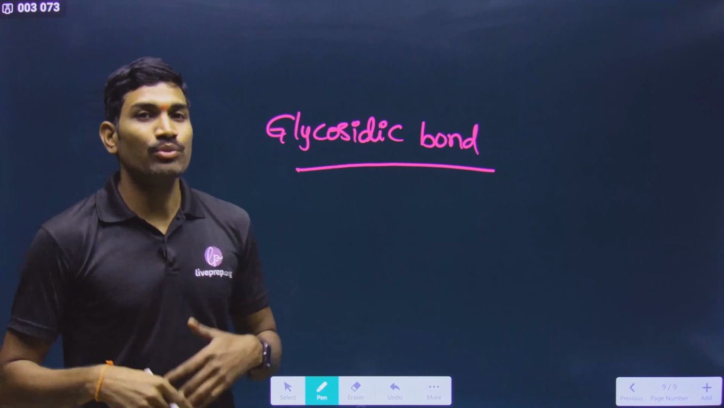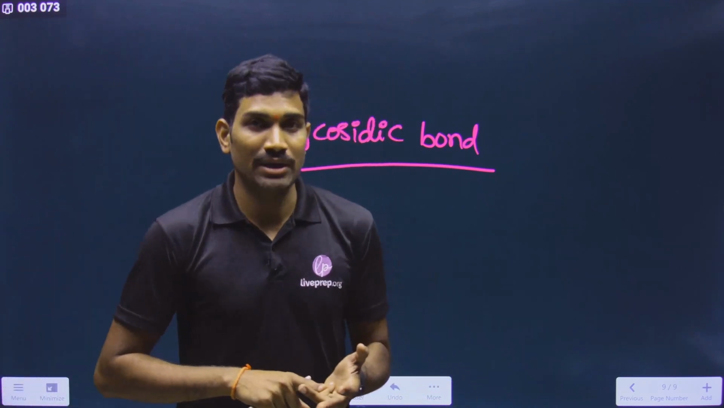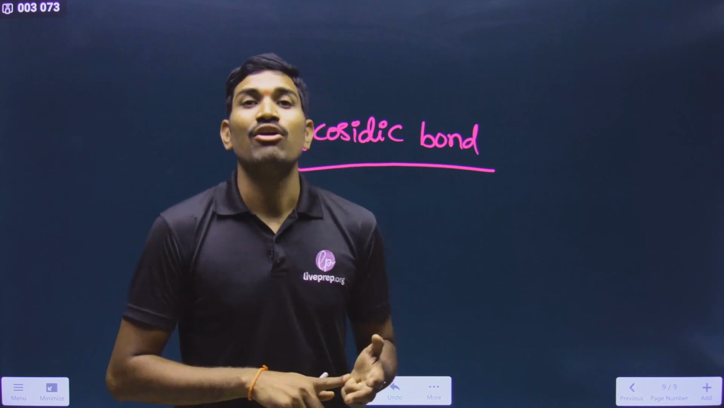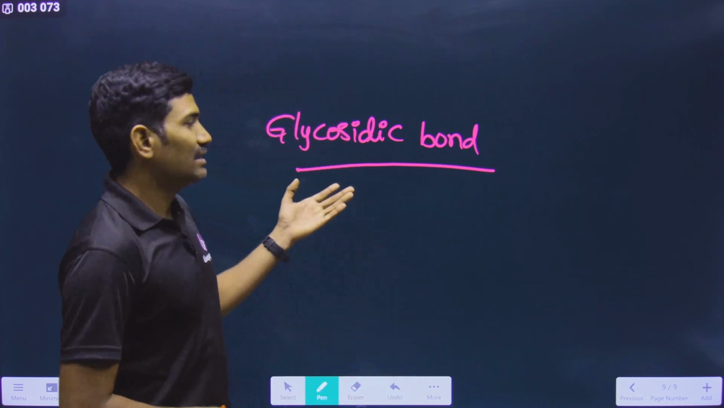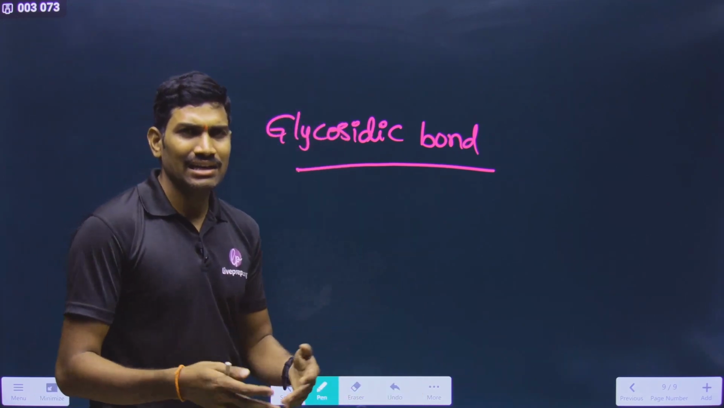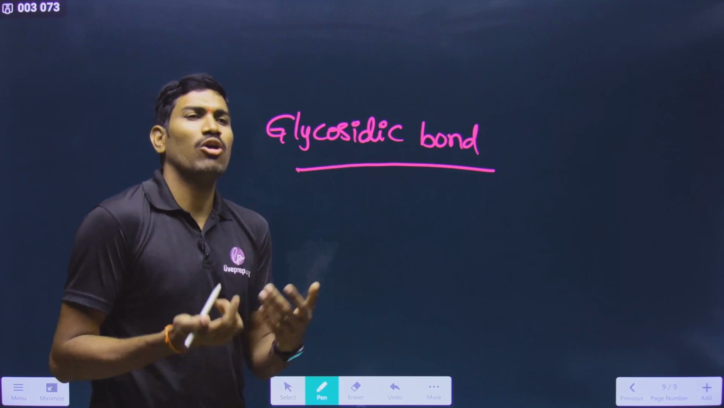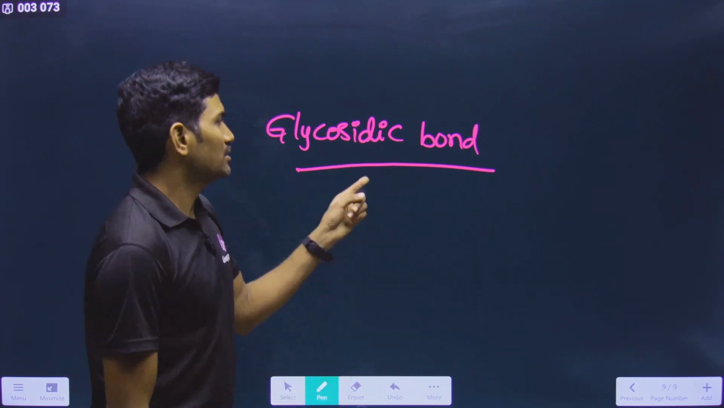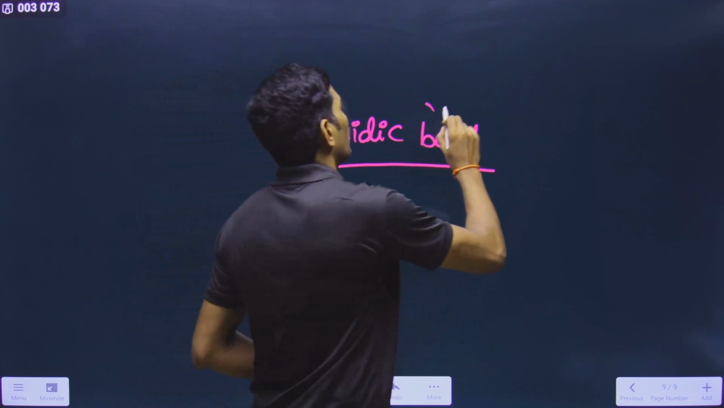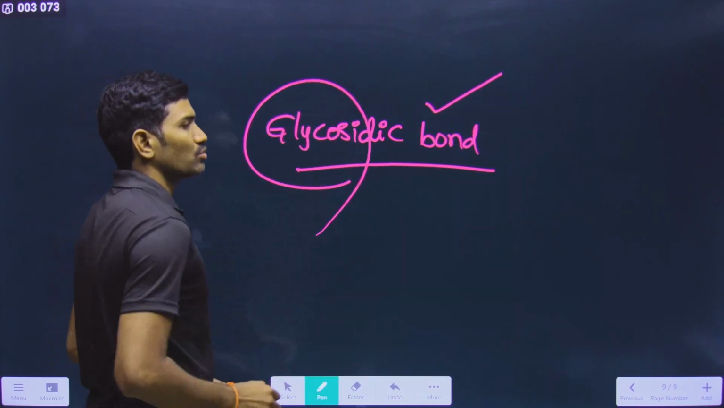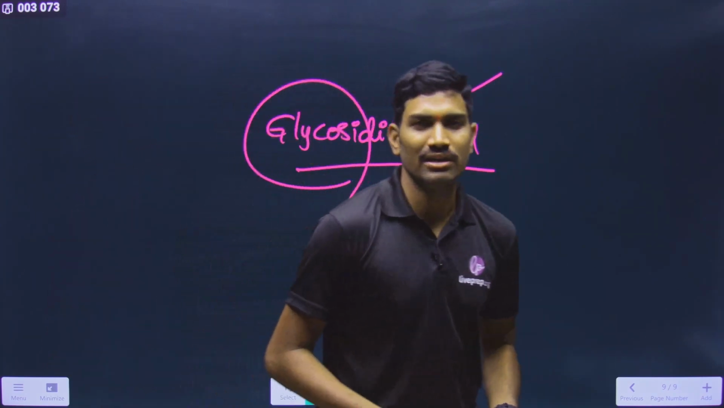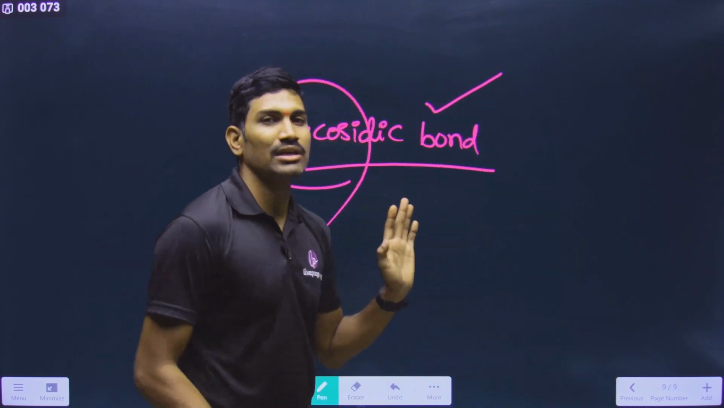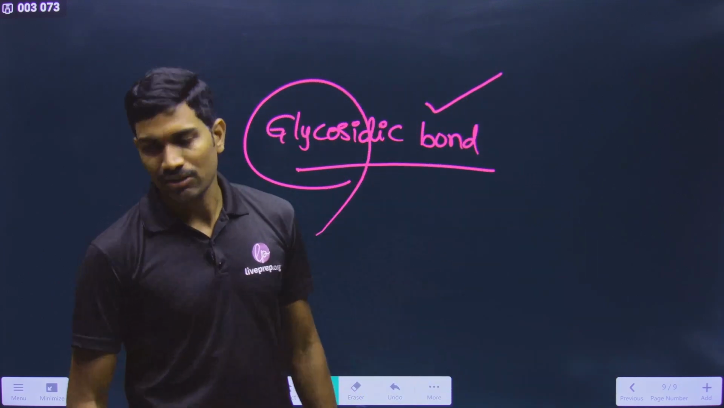In the case of proteins we studied the amide or peptide bond. In the case of DNA and RNA, meaning nucleic acids, we studied the phosphodiester bond. And in the case of disaccharides, trisaccharides or simply oligosaccharides and even polysaccharides, what is the bond that is the same? Glycosidic bond. Glyco means sugar. Sugars are involved in the bonding. That's why it is called glycosidic bond.